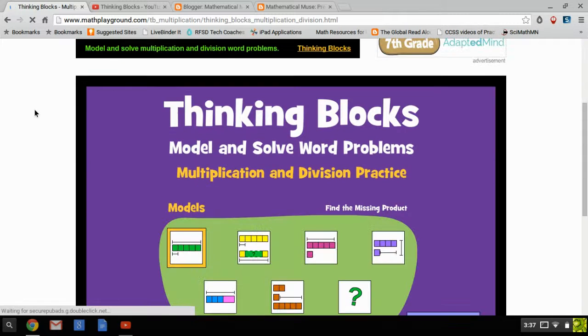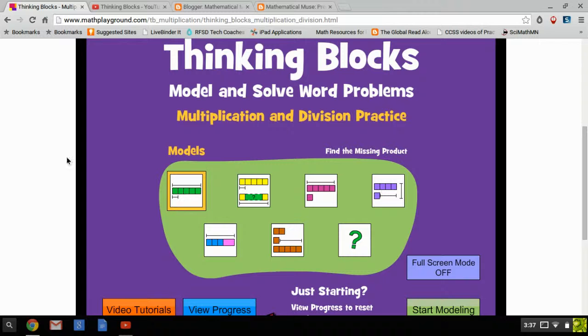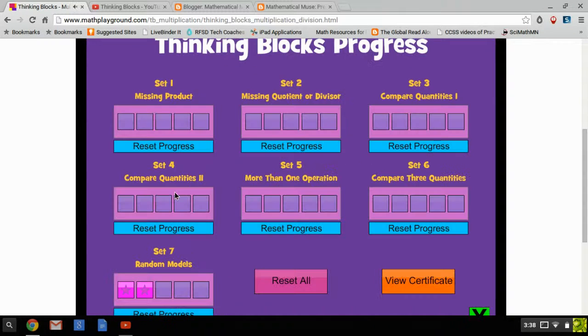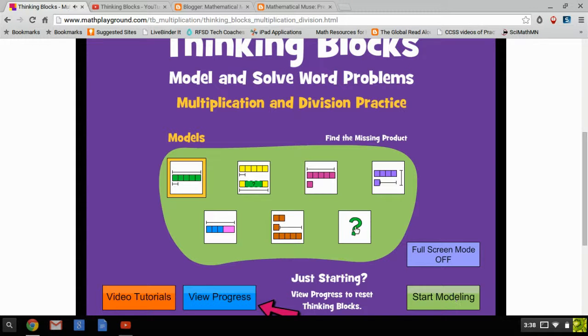So click on it and it opens a new page. There are 6 different types of models to be used for multiplication and division. If you click on this view progress, it'll tell you what each type is. So there's missing product, missing quotient, compare quantities, etc. Or you can do random models. That's the question mark option. If you click on that, it'll give you random problems. If you want to do a specific type, then you could have your students select that specific type.